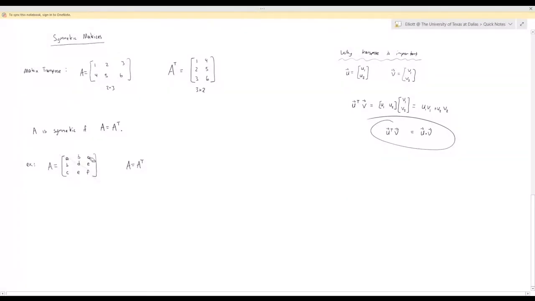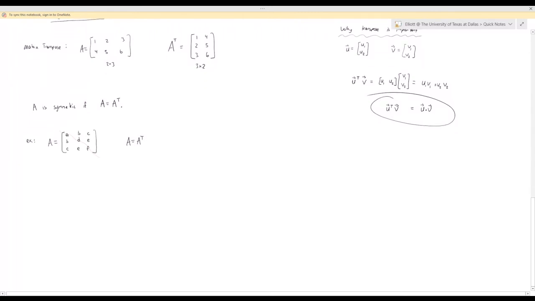Essentially its first row is also its first column. Its second row is also its second column, and its third row is also its third column. Okay, so this is for a 3x3, but you can generalize this. For a square matrix to be symmetric, visually, it's going to be symmetric across the diagonal. Okay.